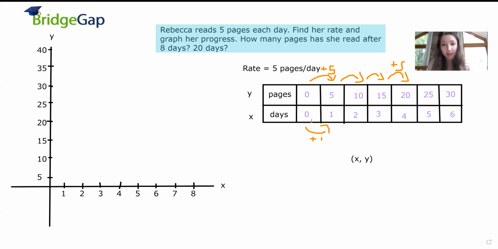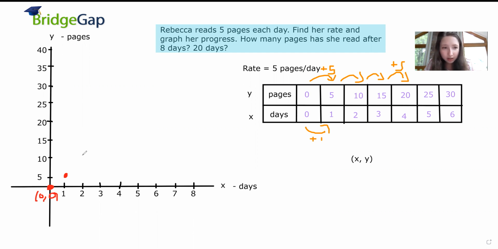And we can treat this as points on the graph, right? X comma y. So to start, we are going to have 0, 0. On day 0, Rebecca's going to read 0 pages. And that is our point right there. 0, comma 0. Remembering our x-axis is our days, and our y-axis is our pages. Continuing from there, as we go up 1 day, we're going to go up 5 pages. Spaced accordingly on our y-axis, we go up by 5 so that we don't run out of room.